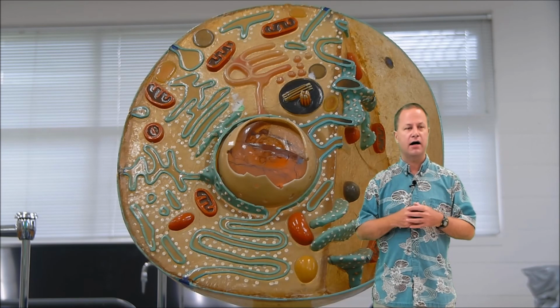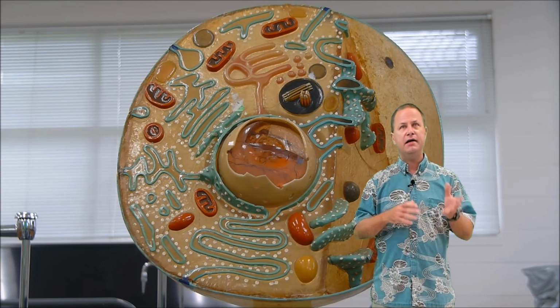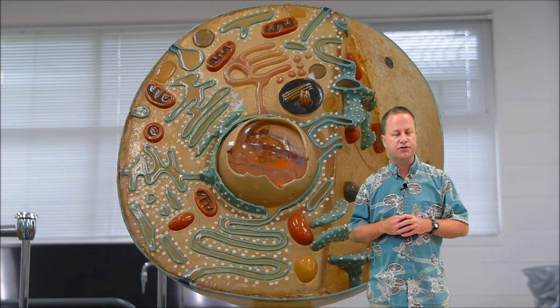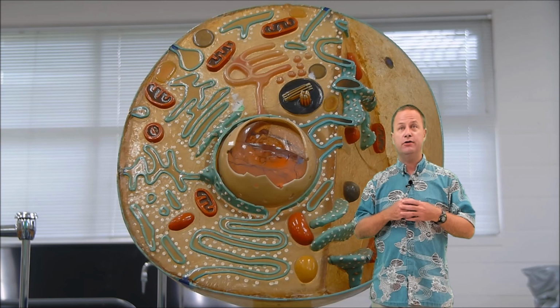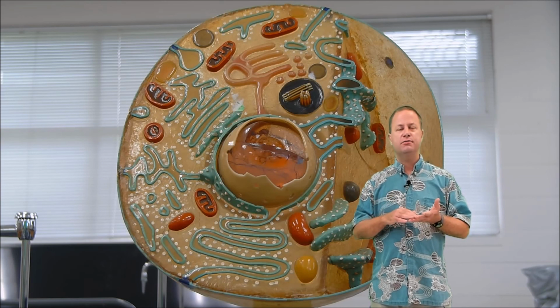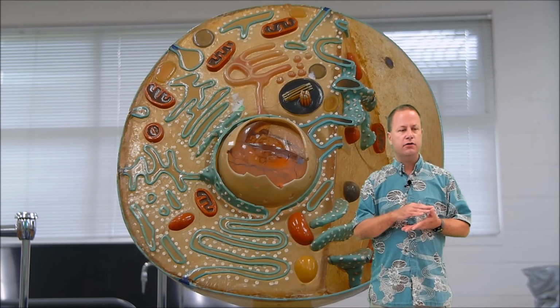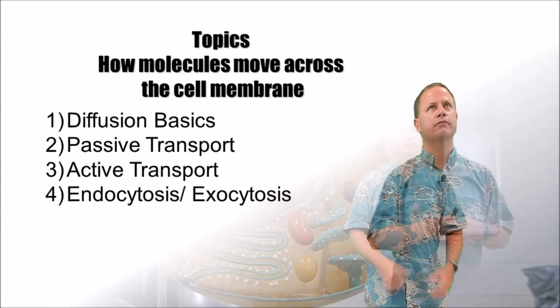Now, depending on the different models that you look at, you will be able to see some structures, but not other structures. But suffice it to say, you should be able to identify mitochondria, rough and smooth ER, Golgi apparatus, lysosomes, and also the nucleus and plasma membrane.